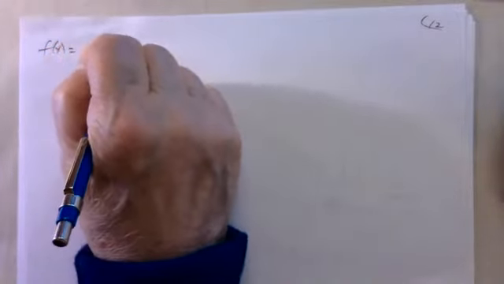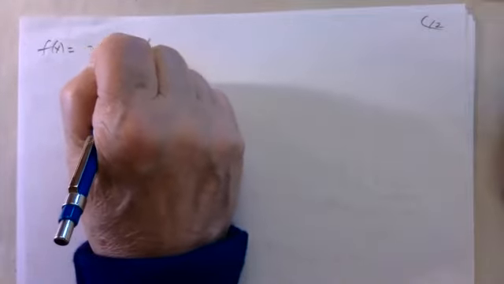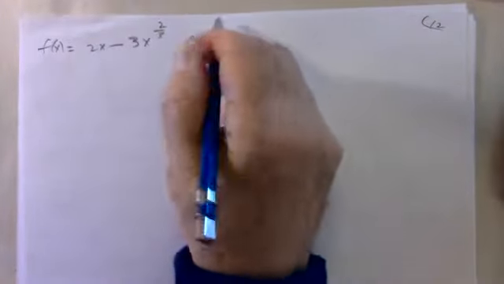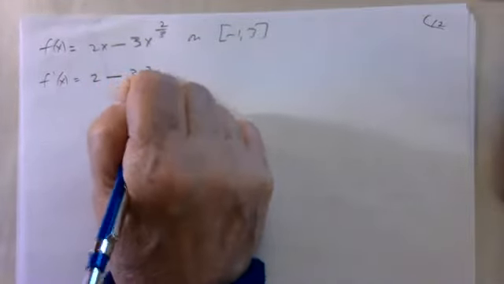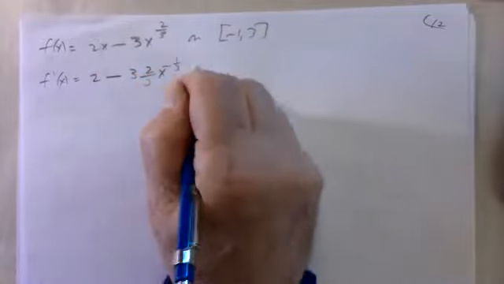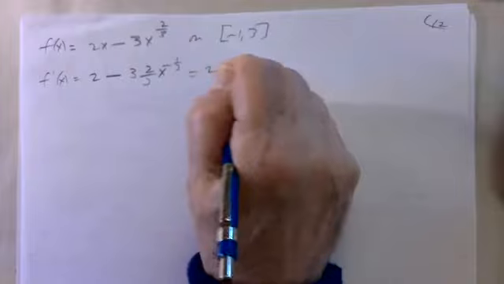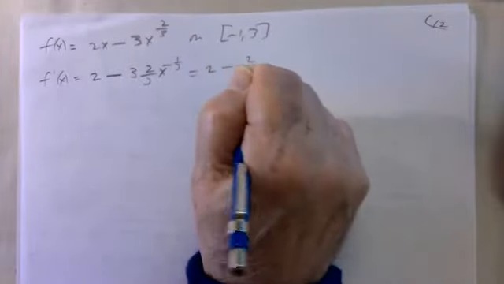Suppose we have the function f of x equals 2x minus 3x to the 2/3. And we want to look at this on the interval from -1 to 3. So let's start by differentiating the function. The derivative of 2x is 2 minus 3 times the derivative of x to the 2/3, which is 2/3 x to the 2/3 minus 1, or minus 1/3. So this is 2 minus 2 over the cube root of x.